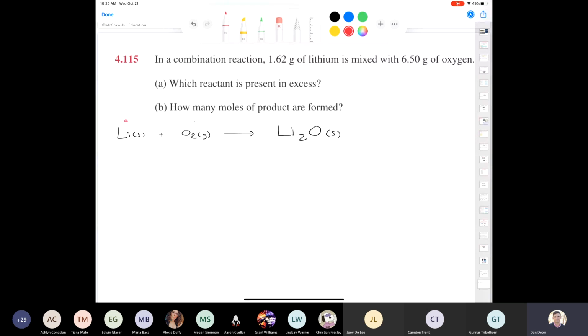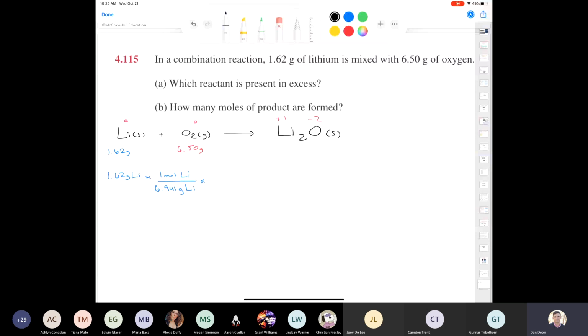You see the oxidation number is 0 and 0, plus 1 minus 2. Anyhow, that's not what it's asking us about. It's telling us that we're taking 1.62 grams of lithium and we're combining it with 6.50 grams of oxygen. And it's asking us, which reactant is present in excess and how much lithium oxide do we produce. Let's solve the problem starting with our lithium and see how many moles of product we would get. We have 1.62 grams of lithium, and we know that in 1 mole of lithium, and this is going off of the periodic table, we have 6.941 grams of lithium.